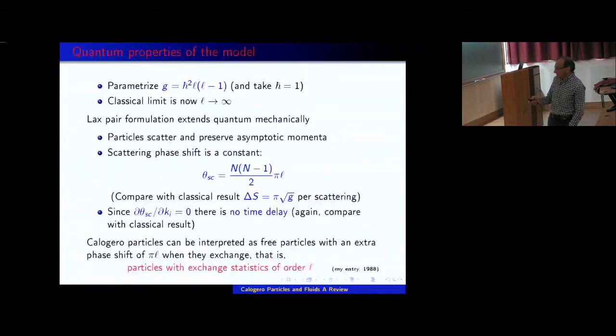It just depends on the number of particles. So this is again the number of two-particle crossings that you would have times pi L. And L in some sense is the square root of G in the classical image. So you see now the classical quantum correspondence: the action became phase.